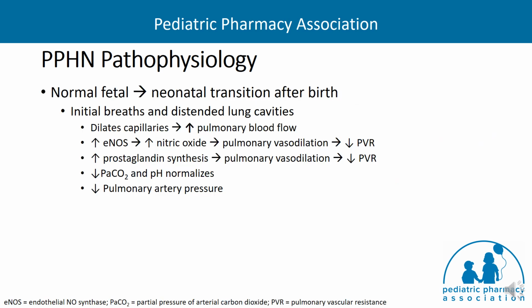During a normal fetal to neonatal transition, several cascading reactions occur that help facilitate this process. The first inspiration that the baby takes after birth distends their lung cavities, and this leads to dilation of the capillary network, which causes an 8-fold increase in pulmonary blood flow to the baby. These events induce a transient state of shear stress, and then in response, endothelial nitric oxide synthase, or eNOS, production is upregulated. And this eNOS stimulates the amino acid L-arginine to produce nitric oxide.